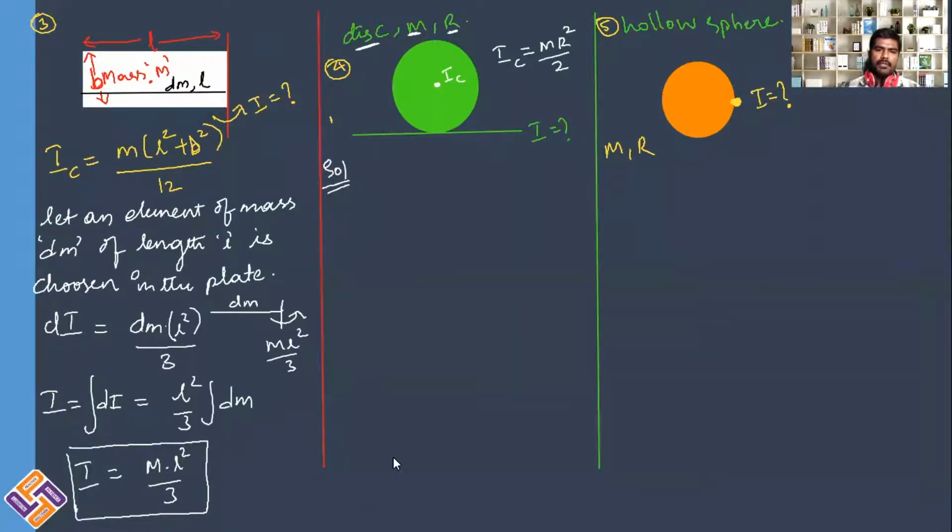The separation between these two is this. This is the separation between the two axes.